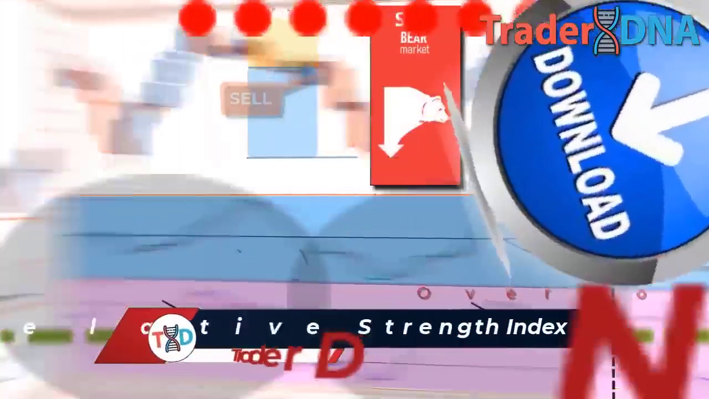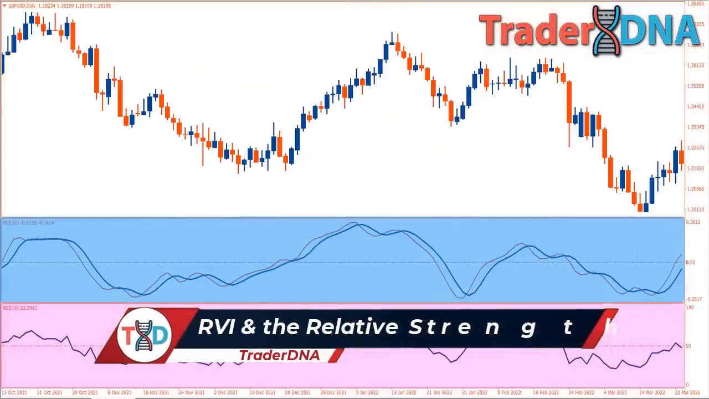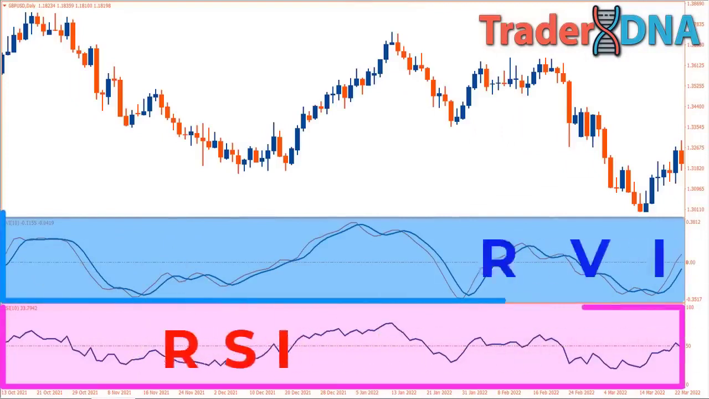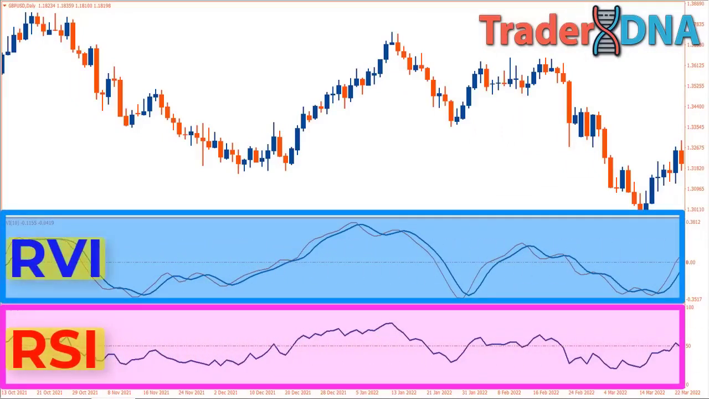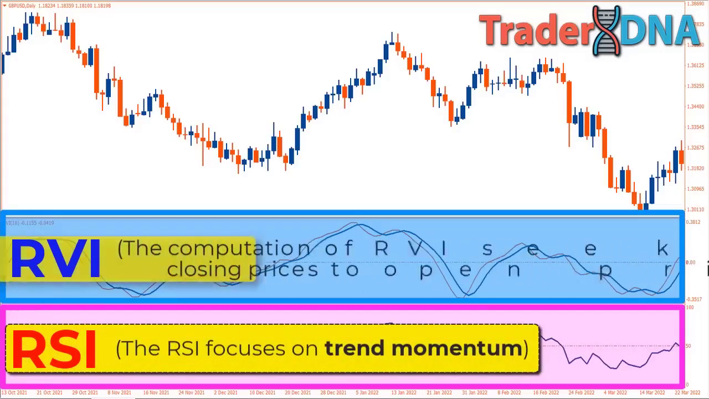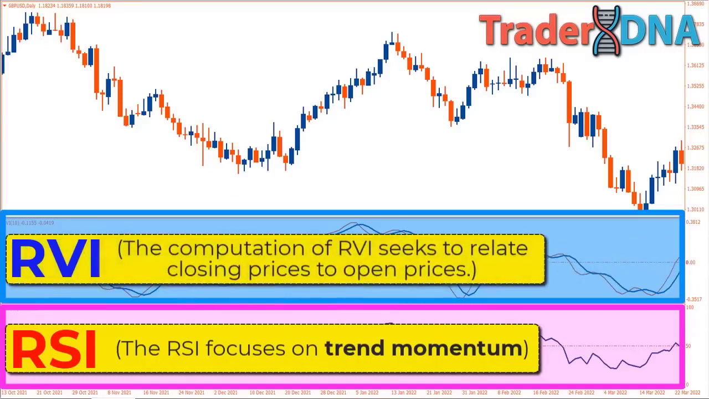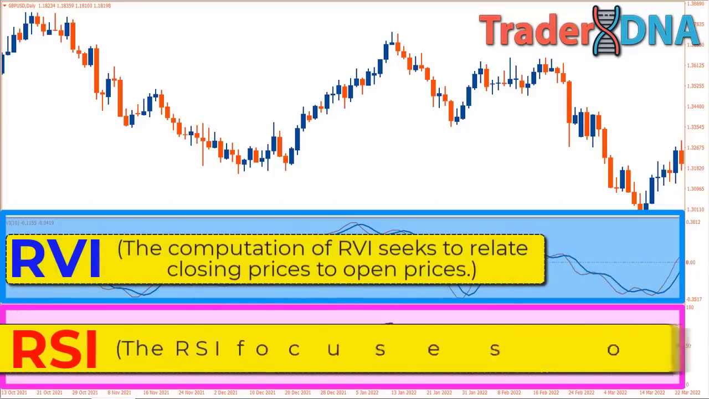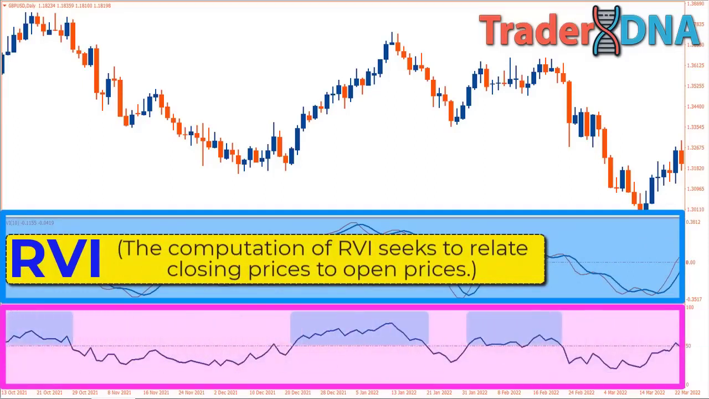Second, Relative Vigor Index and the Relative Strength Index trading strategy. Both the RSI and the RVI are oscillators, but their different qualities can help traders to pick out high-quality trading opportunities in the market. In this strategy, the RSI focuses on trend momentum, whereas the computation of RVI seeks to relate closing prices to open prices. The RSI gives information on the strength of price movement, with positive values, or above 50 level, indicating increasing momentum, whereas negative values, or below 50 level, denote decreasing momentum. The RSI is the best indicator to complement or qualify the signals delivered by the RVI, especially in trending markets.